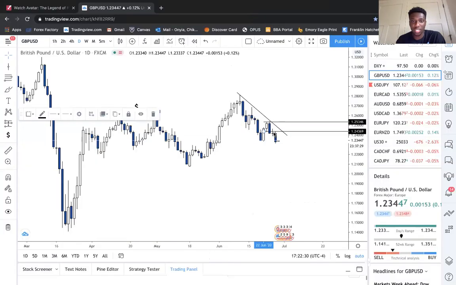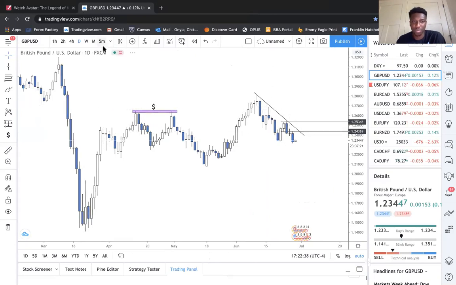Go to the next entry. Okay, we were on the 20th. So this is the previous day high, previous day low of the 23rd. So we're going to look for entries on the 24th.